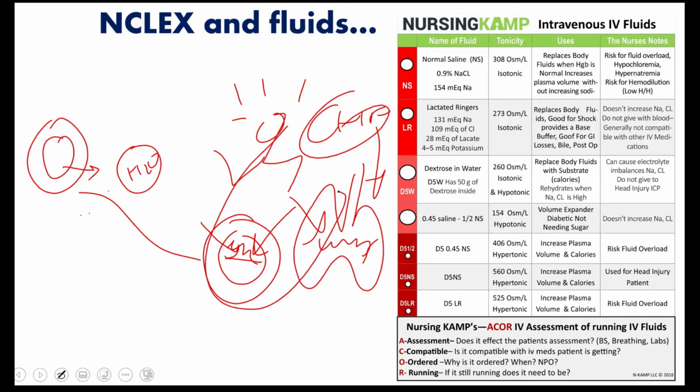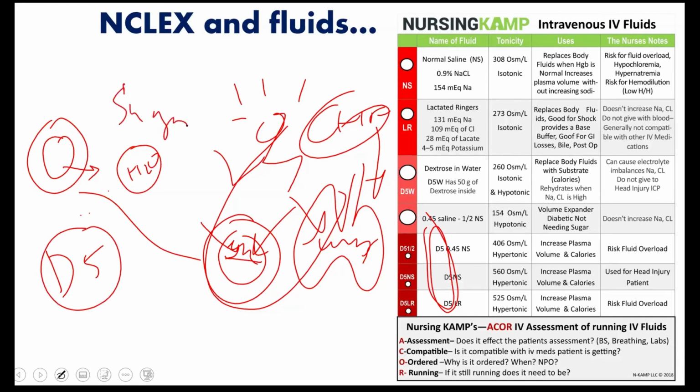So how do I know it's hypertonic? It's this D5, right? D5 sugar water. You're introducing all the sugar into this water, and into this vasculature. So you have all the sugar, and that's problematic, right? Because sugar loves water, right? So it pulls water into the vasculature, and then you have fluid overload.